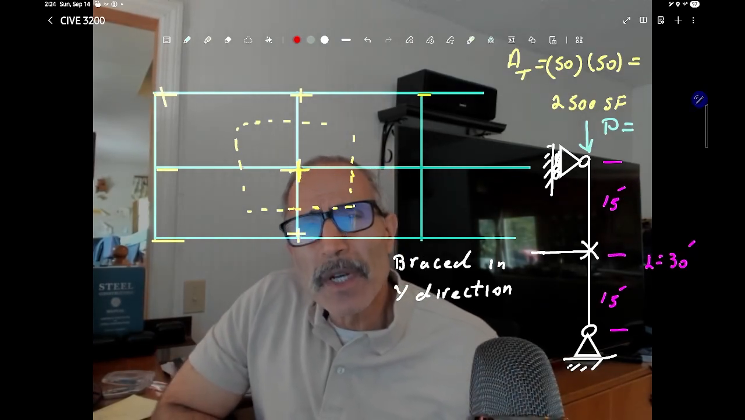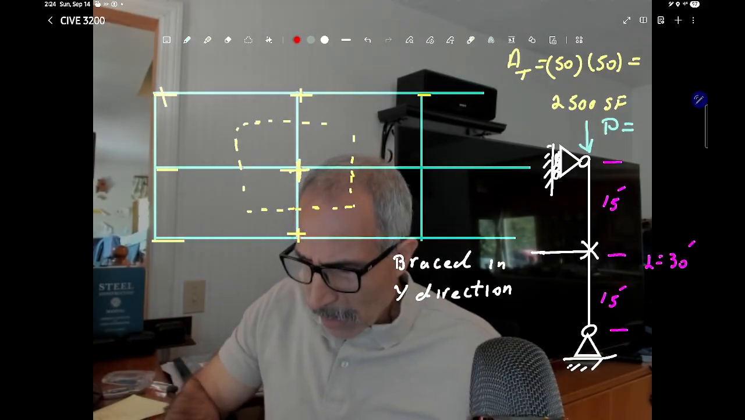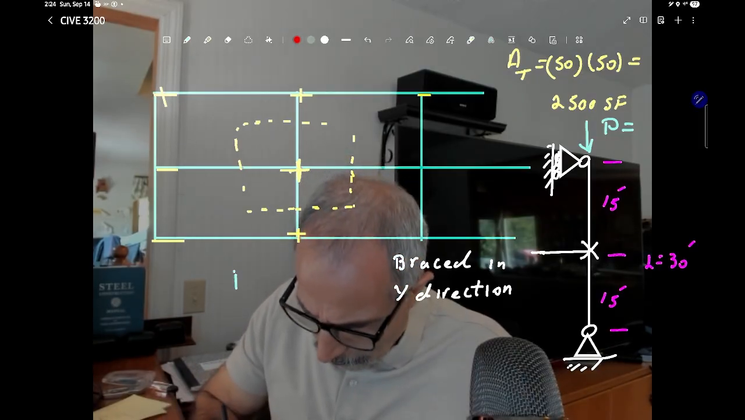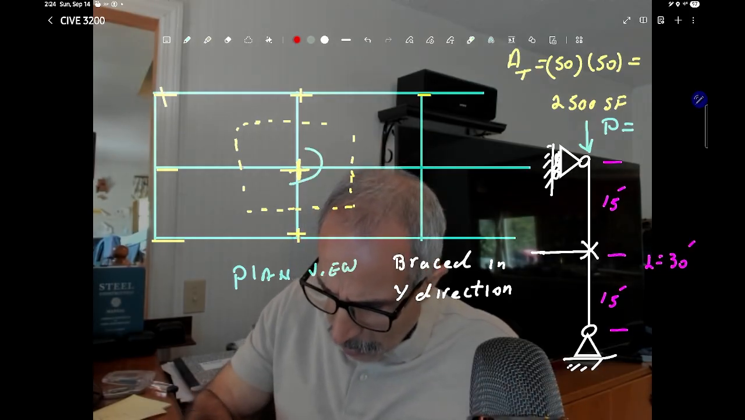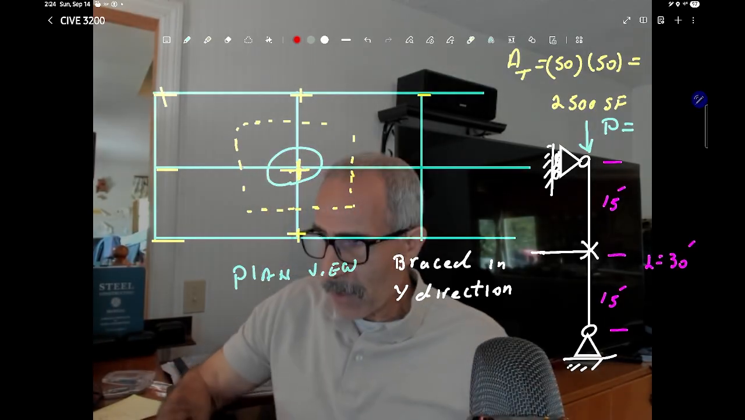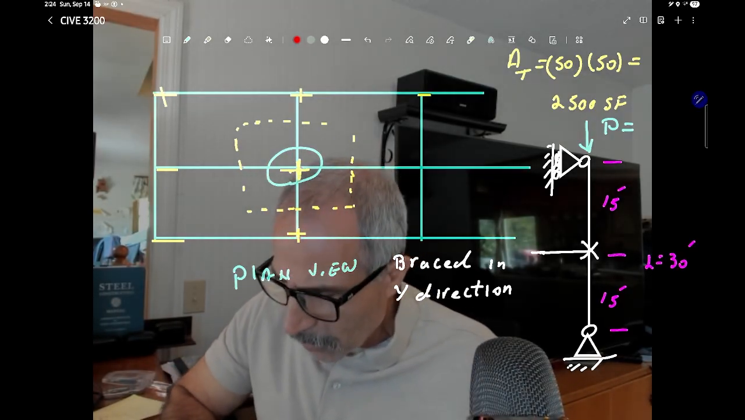In this lecture, we're going to go ahead and design a column. This one is going to be with intermediate bracing, as you can see here. Let's take a look at this plan view right here. We're going to design this center column right there, and the base size is about 50 by 50. So the tributary area for this column is about 2,500 square feet.